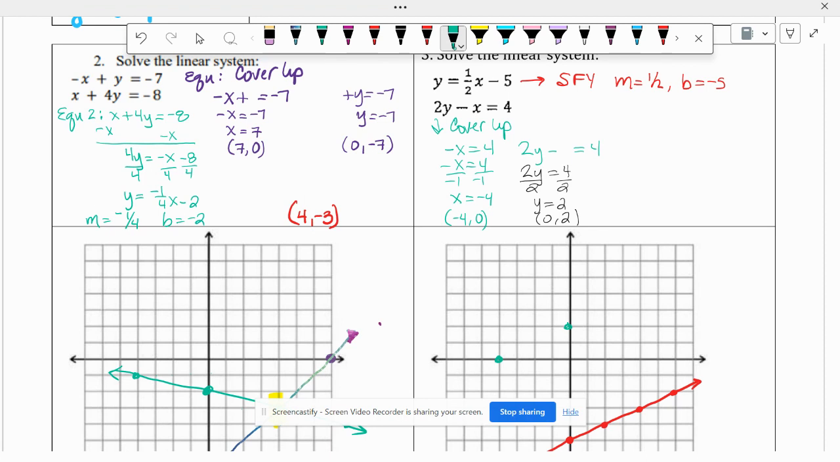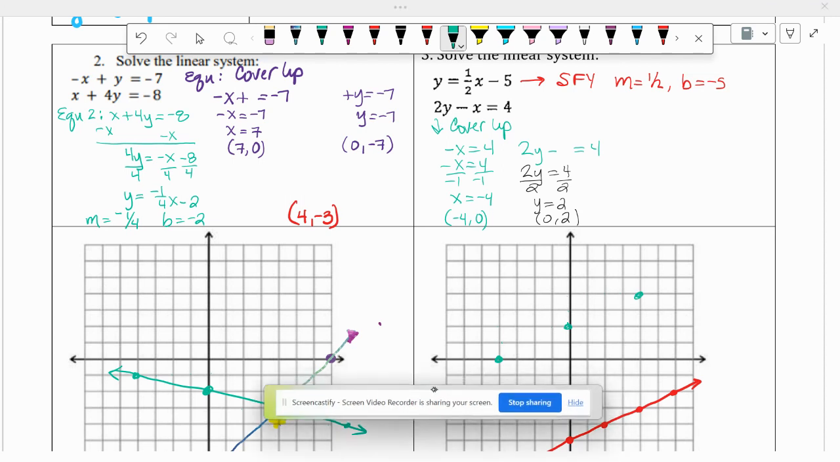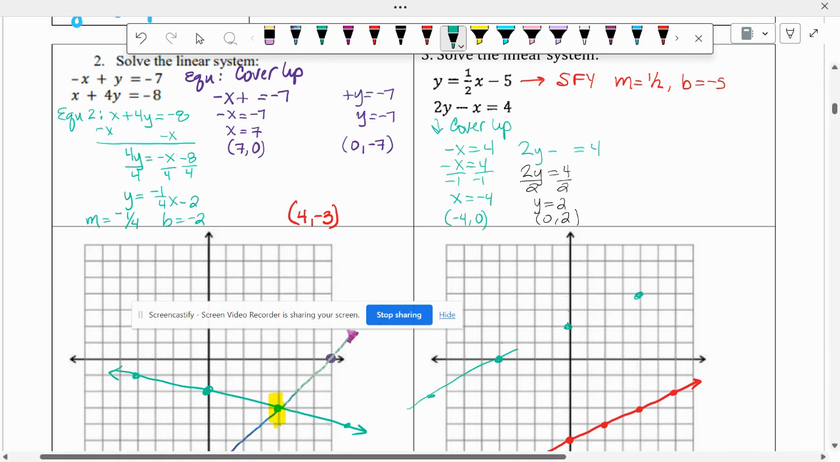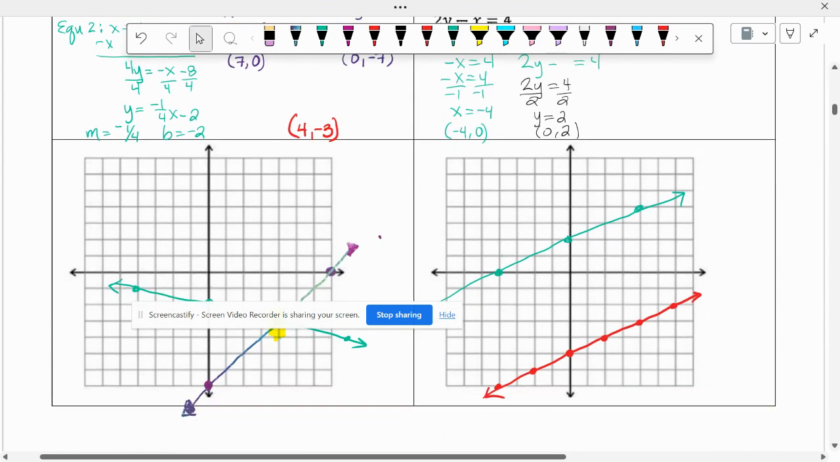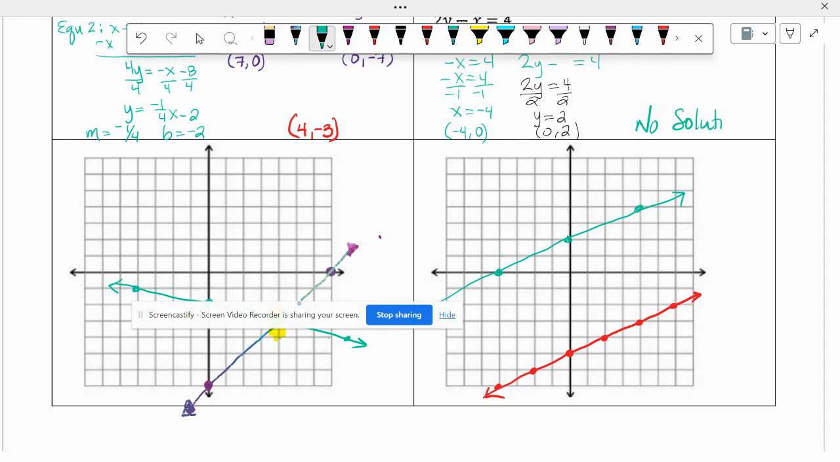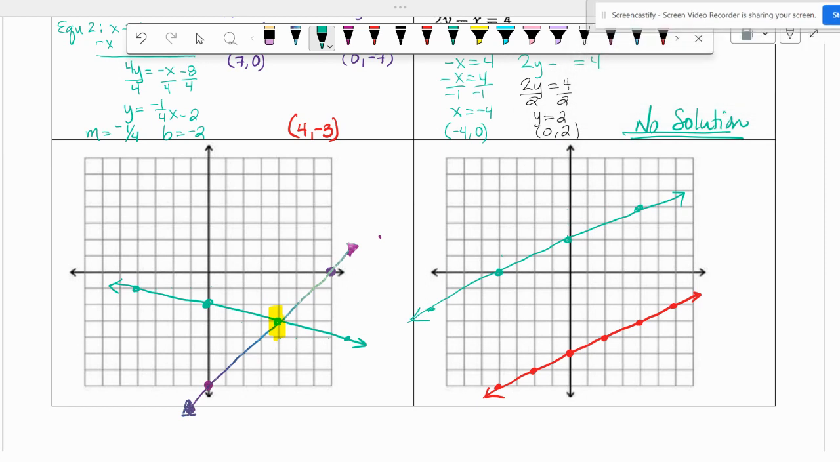And my slope on this, let's see, I go up 2 over 1, 2, 3, 4. Well, let's see, 2 over 4 is the same thing as 1/2. And hopefully you notice that your lines are parallel. So this is no solution. These lines will never intersect because they have the exact same slope. Okay? They will never intersect because they have the same slope.